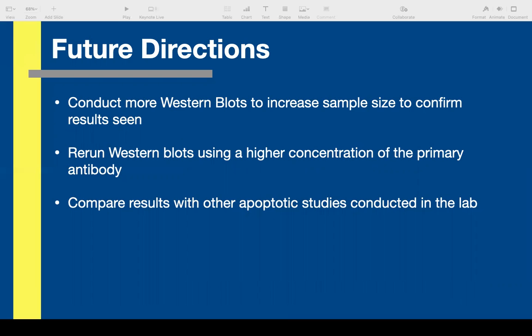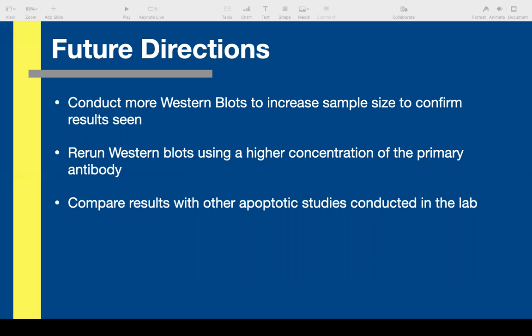I would also like to rerun the blots using a higher concentration of the primary antibody. These experiments were conducted using a 1 to 500 dilution. I would like to increase that to a 1 to 200 dilution. This could maybe help clarify the banding. Some of the blots were very faint, and others we had multiple bandings that seemed to run right into each other. So using a higher concentration could possibly help bring out the bands more intensely.